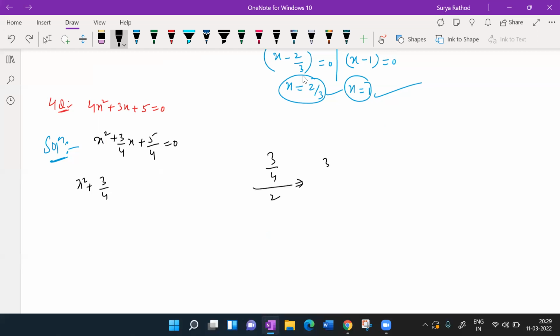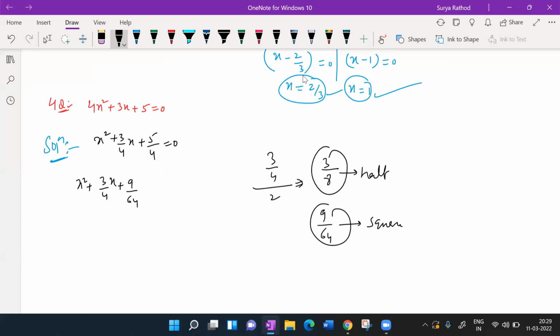3 by how much? 8. So this is half. What is the square? 9 by 64. This is just mind calculation. Okay, 9x. Subtracting 9 by 64 and adding 9 by 64 plus 5 by 4 as it is.